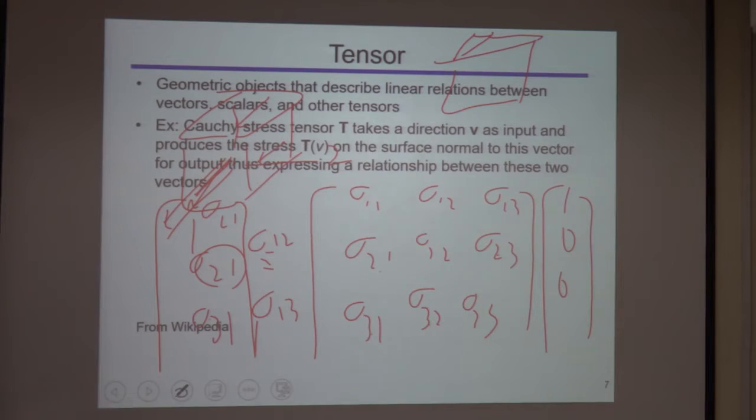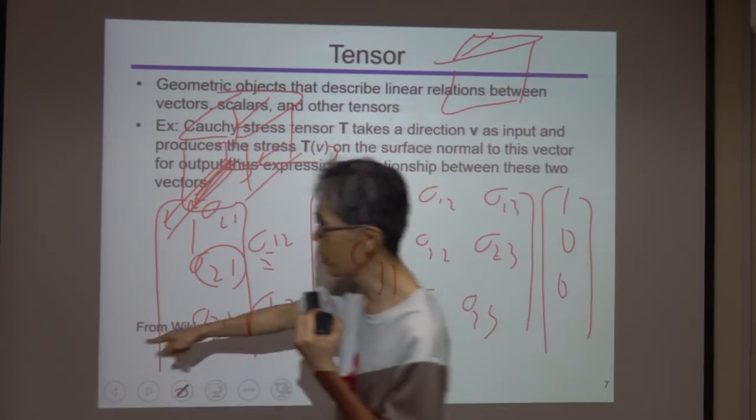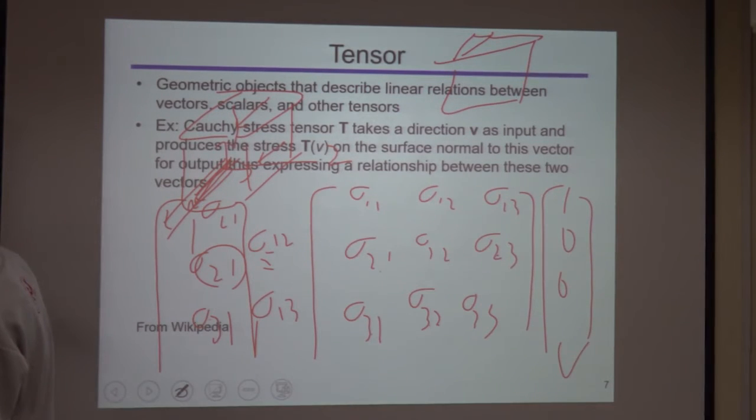Okay, remember sigma 1,1, sigma 2,1 equal to sigma 1,2, sigma 3,1 equal to sigma 1,3. So we have sigma 1,1, and this is sigma 1,2, this is sigma 1,3. So V is the direction. So 1, 0, 0, this is V. V is the direction 1, 0, 0. And this one is the Cauchy stress tensor T. So Cauchy stress tensor multiplied by this direction vector, we can get the stress on the surface 1. Surface normal to this vector is one surface.